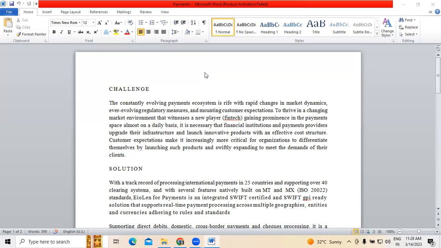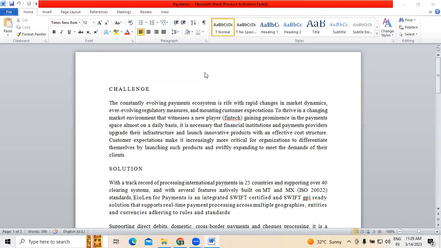This is where we generally call them stakeholders. From the context of business analysis, we call them stakeholders. So customer expectations make it increasingly critical for organizations to differentiate themselves by launching such products, because whatever product X is introducing into the market, there will almost always be some similar products which have already been introduced or which are about to be introduced. So there is tough competition in capturing the market, which is a challenging thing for any organization, especially banking and financial institutions, nowadays.